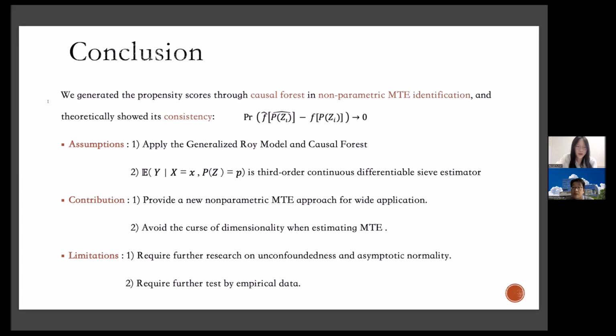Actually, in the paper, I mentioned the Monte Carlo simulation. It would be an ideal way to test its validity, but in the presentation, I mean, empirical data, we can use this method to test some real questions. As the marginal treatment effect has a wide application in policy intervention or education analysis, I think this method could also be used in those environments.